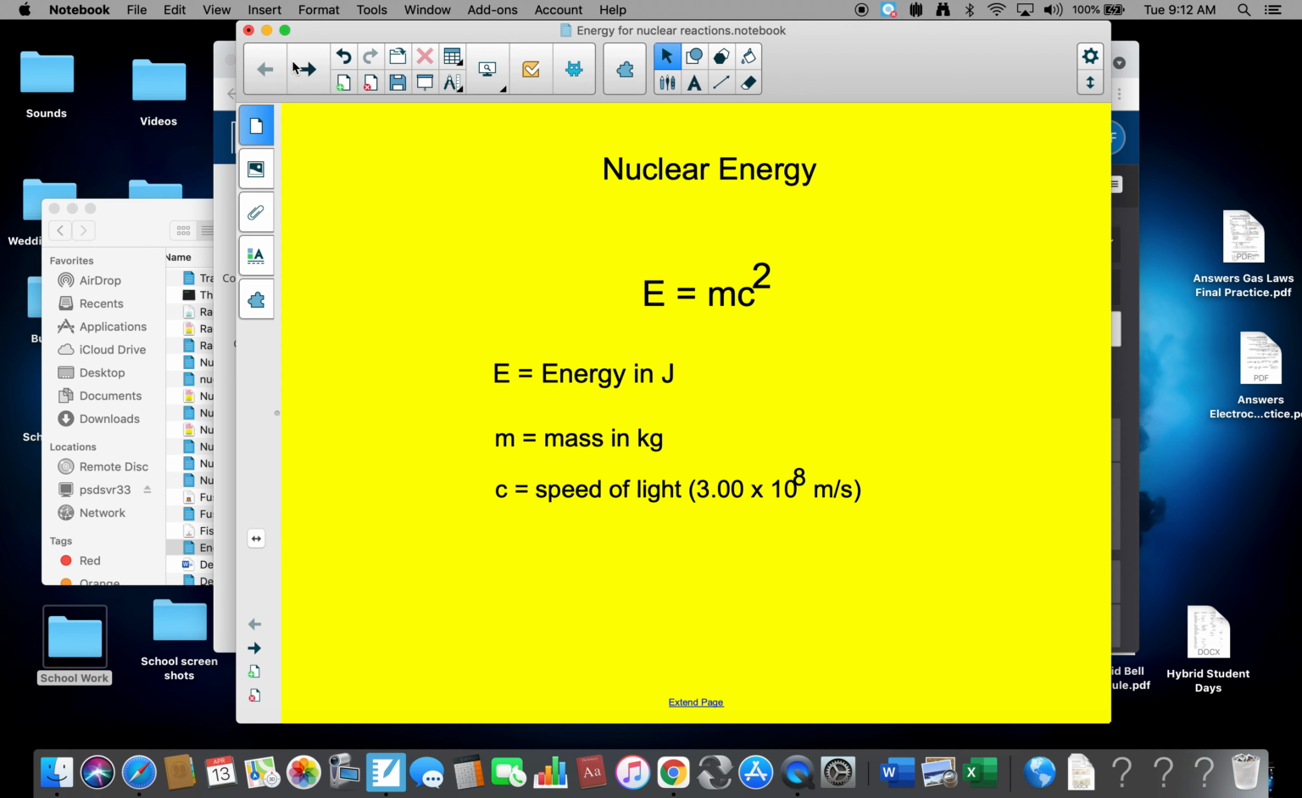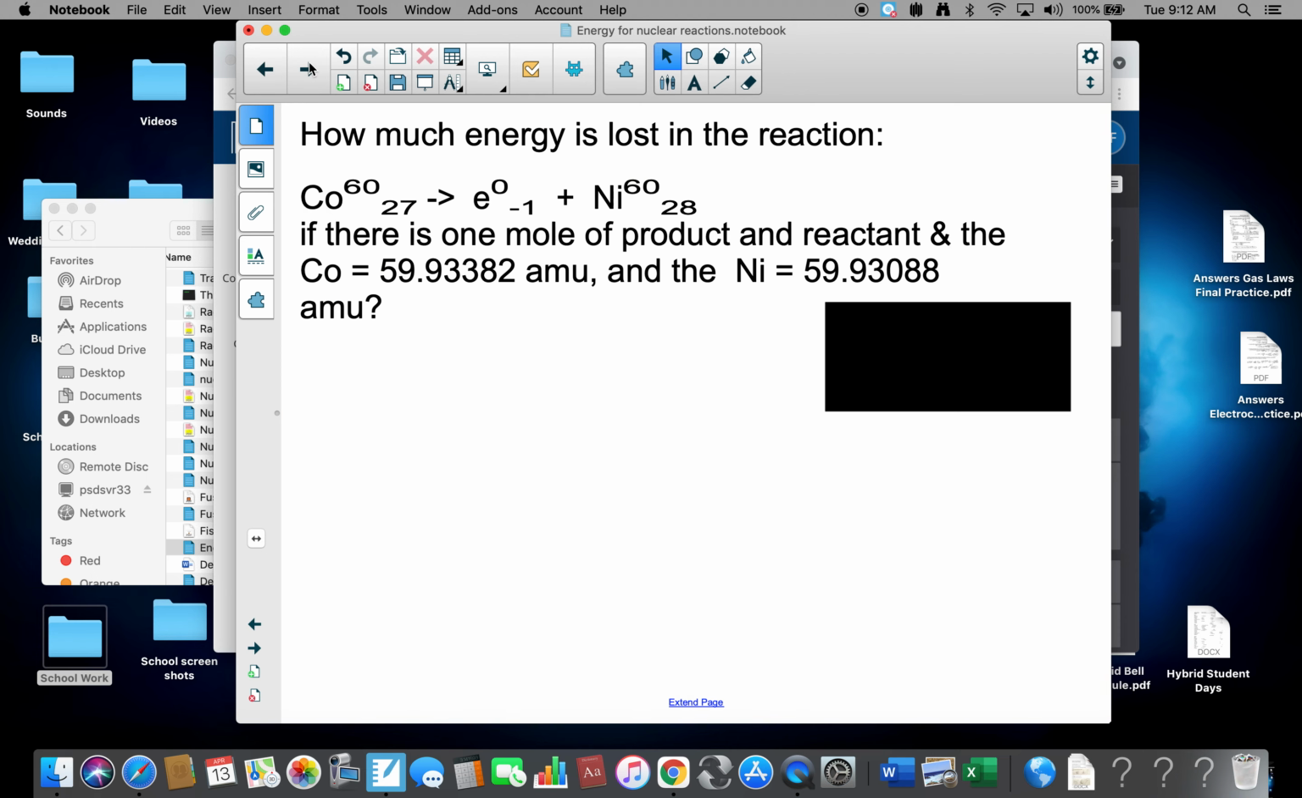All right, so when we do these, we probably look at the following. How much energy is lost in the reaction of cobalt-60 (27) going to a beta emission plus nickel-60 (28) if there is 1 mole of product and reactants, and cobalt is equal to 59.93382 amu and nickel is 59.9308 amu.